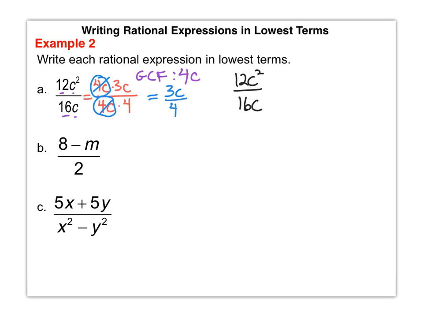In part B, we have 8 minus m divided by 2. Now the greatest common factor of the numerator and the denominator is 1. There is no other common factor. In order for 2 to be a common factor, it must be a factor of both terms in the numerator. So this has no other greatest common factor other than 1. So the result is already expressed in lowest terms. We say that this cannot be simplified any further.